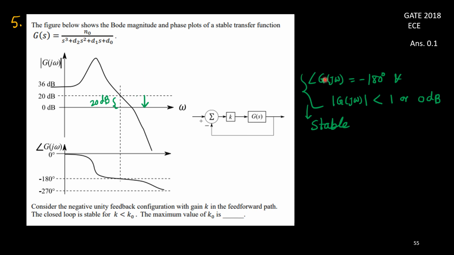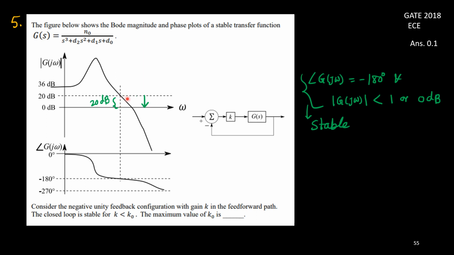Otherwise it is unstable. So you see, the open loop system is already unstable, because at minus 180 degree it is plus 20 dB. We can make it stable under closed loop. Okay, so the meaning is that with k equal to 1 it is unstable, right? With k equal to 1, obviously the maximum value of k should be less than 1. That is sure, right? So the maximum value of k naught should be less than 1.